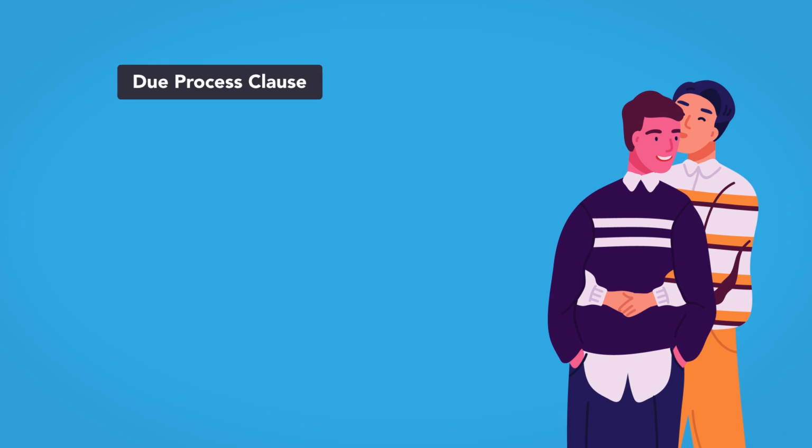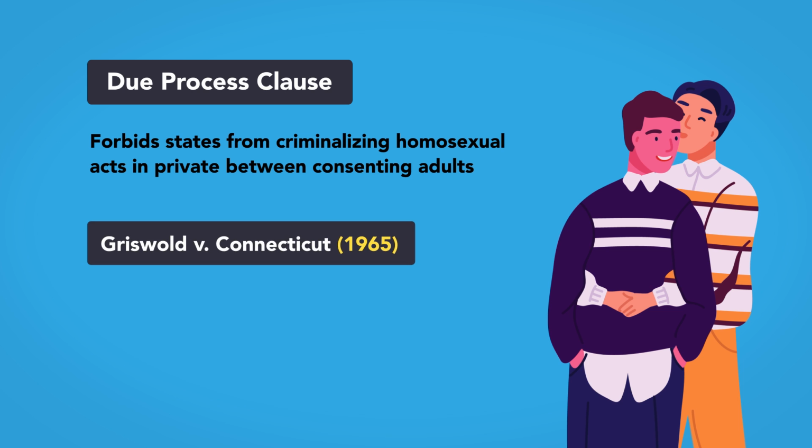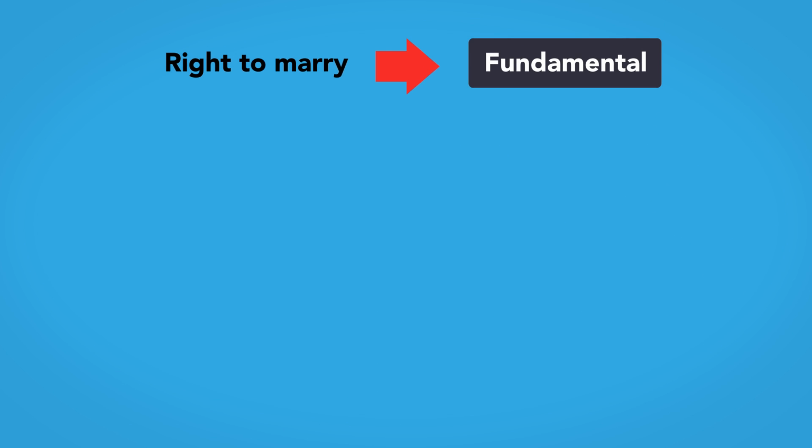The court has also ruled that the Due Process Clause forbids states from criminalizing homosexual acts in private between consenting adults. The right to engage in consensual sexual activity is a subset of the right to privacy that was established in Griswold. Finally, the court has held that the right to marry is a fundamental right.